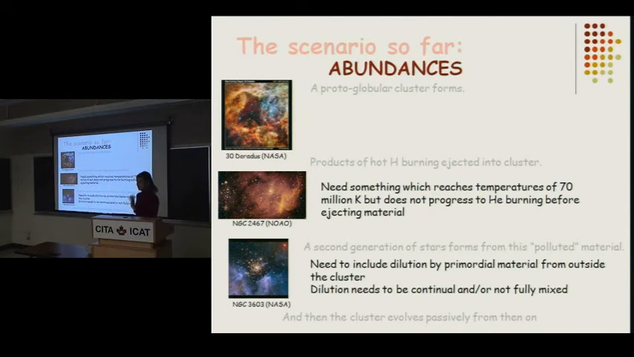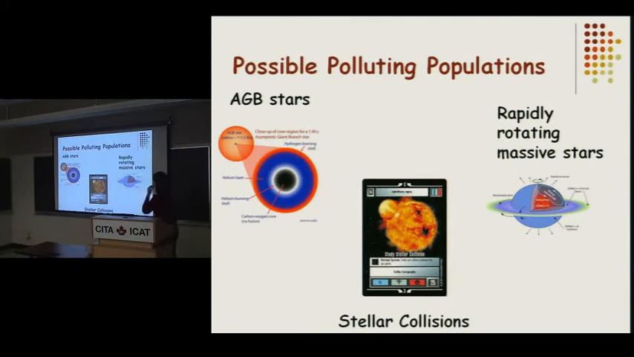We need something which reaches temperatures of 70 million degrees and then stops after hydrogen burning. So here are the three somethings. One is asymptotic giant branch stars. One is, and I have to admit I've changed the nomenclature, rapidly rotating massive stars. This was originally proposed by a non-native English speaker, and so the term in the literature is fast rotating massive stars, which always annoys me. And then I have to bring in stellar collisions, because that's what I do. But really, the first two are the main competing models, and I would say the literature is about 80% over here.